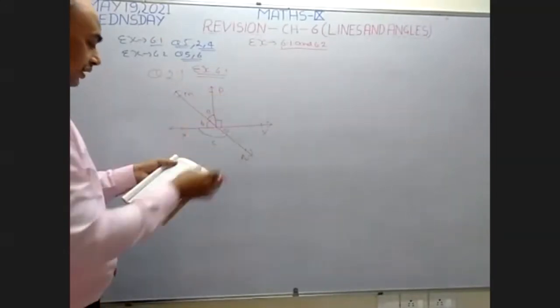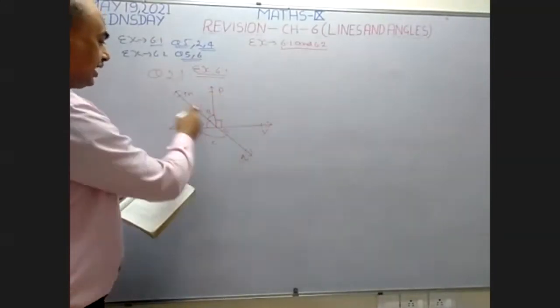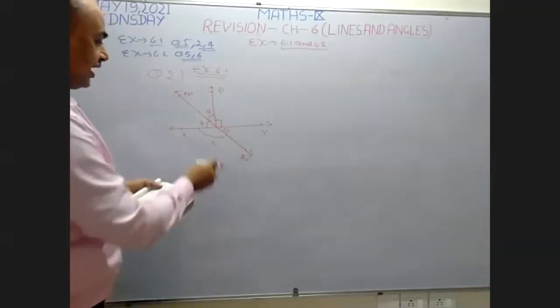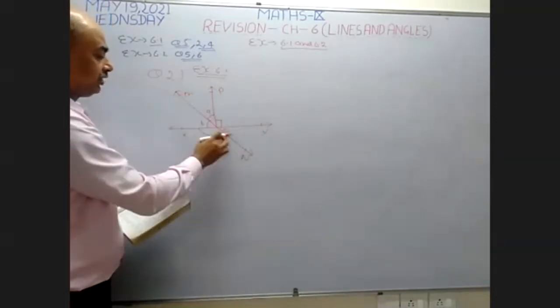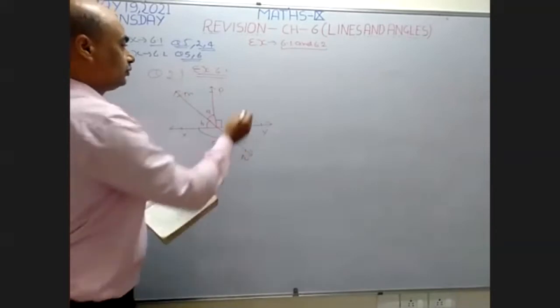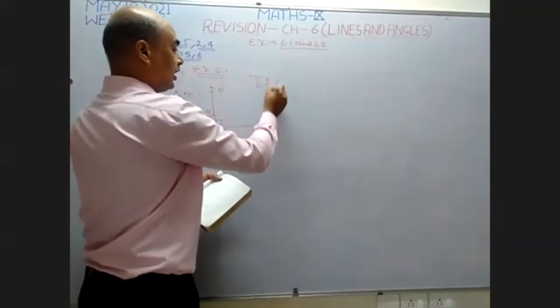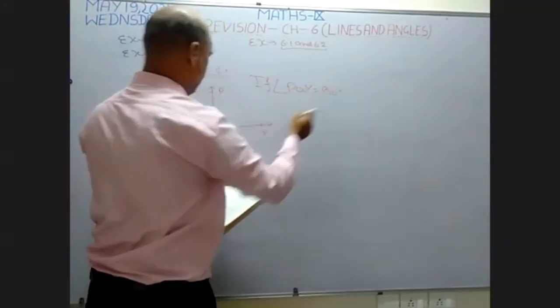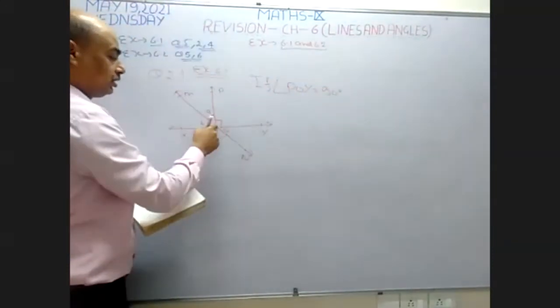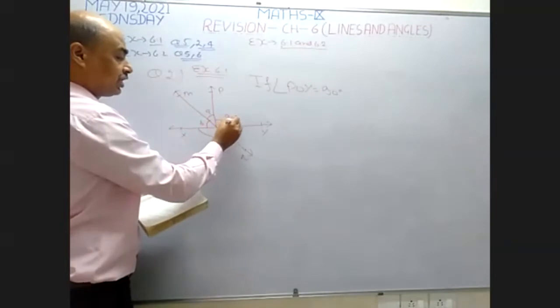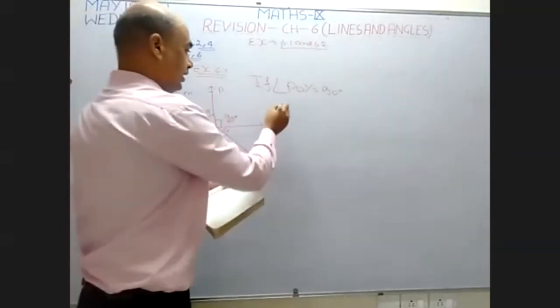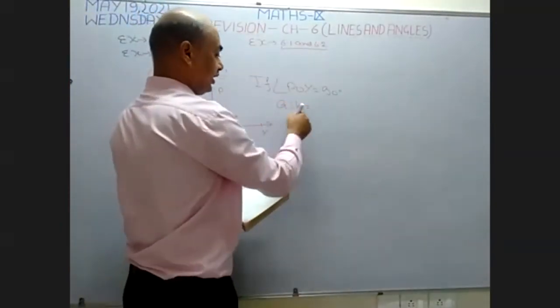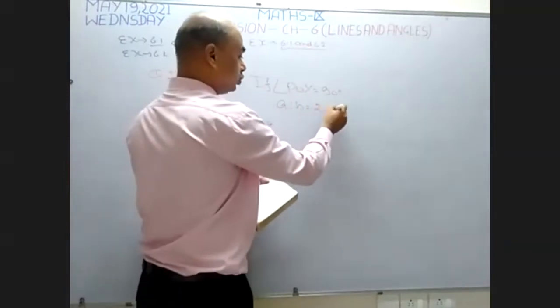In the given figure, line XY and MN intersect at O. These two lines are going to intersect at O. If angle POY is 90 degrees, it is given. And the ratio of these two angles, A and B, is given as 2:3.